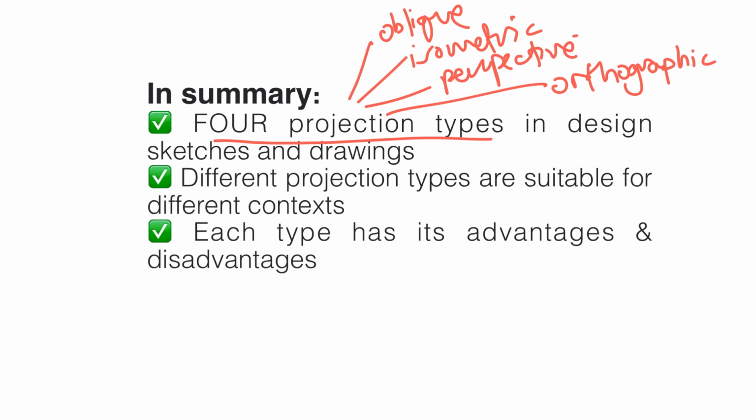What I have covered also for this lesson is the different projection types and their suitability for different contexts. And lastly, I've also covered some ideas about the advantages as well as the disadvantages of each of these projections. I hope you have a better idea of the 4 different types of projection which we're going to cover in subsequent lessons.